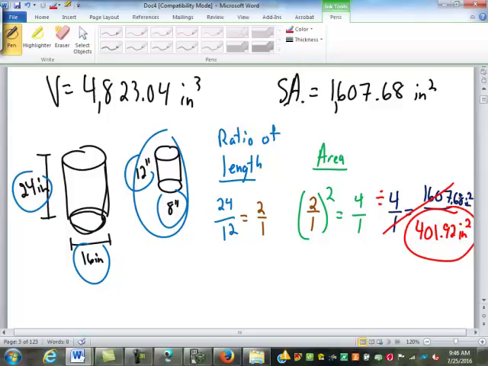Okay. Where am I losing you? I'm going to stop for a second. Do you guys understand where the 4 to 1 comes from? How do we get to that? Take the ratio of lengths and you just square it. Square each number to get the ratio of areas.